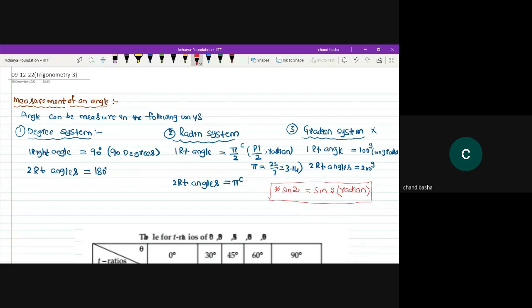Sir, how can we measure an angle? The angle can be measured only in 2 ways, that is in the degree system and the radian system. Only degree and radian, right? Till your mathematics ends. Okay. Now, what is meant by pi? Pi value is 22 divided by 7 or 3.14 approximate value.